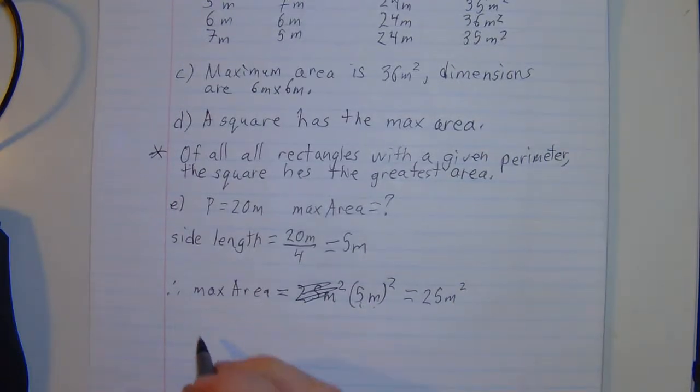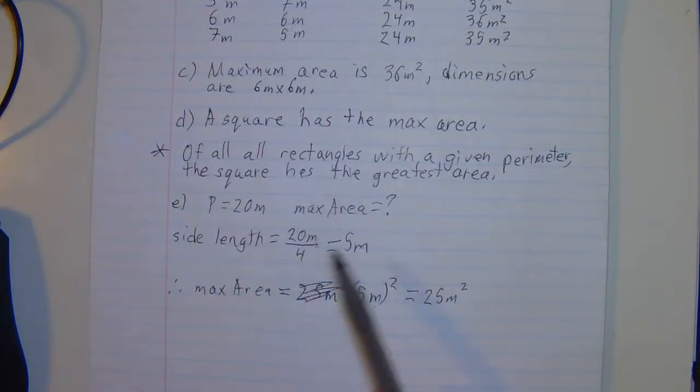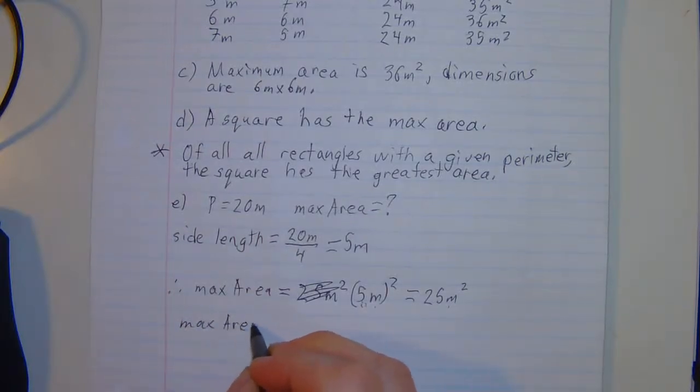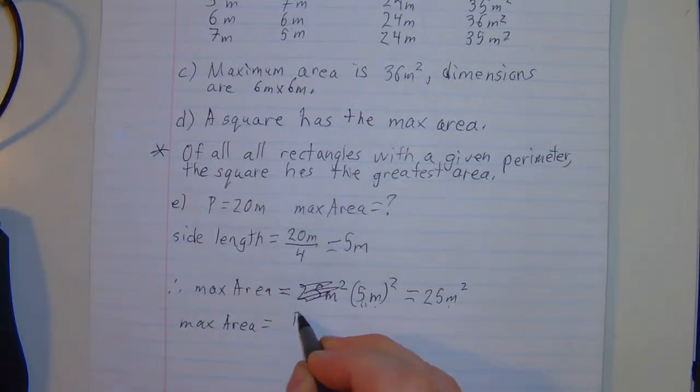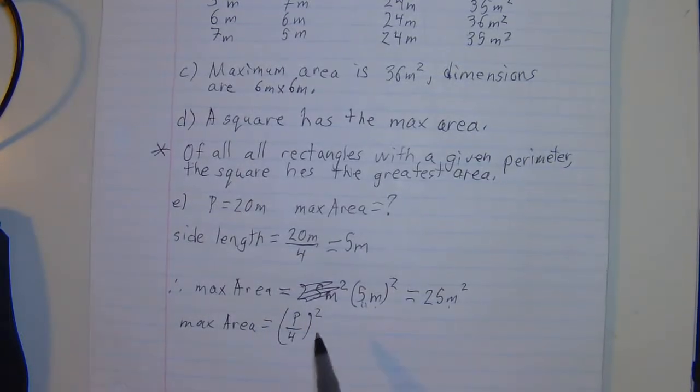All right. And so then if we put together what we've got here, we took the perimeter divided by 4 to get the side length. We squared the side length to get the area. So therefore, the max area formula is going to be take the perimeter, divide it by 4, square it to get the side length. But here's a really important piece of math advice.